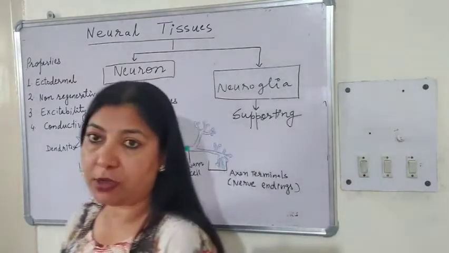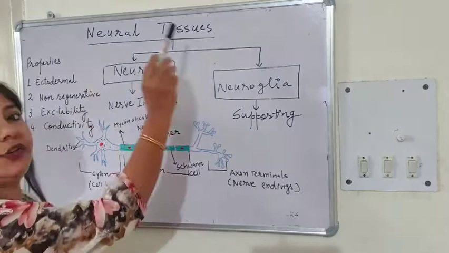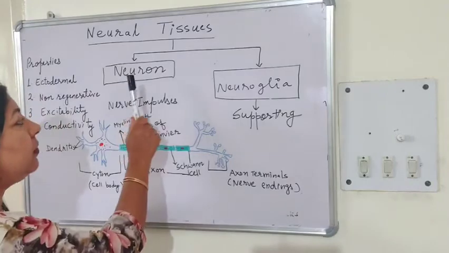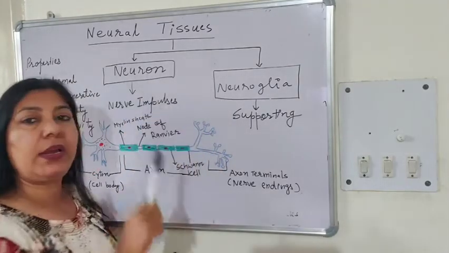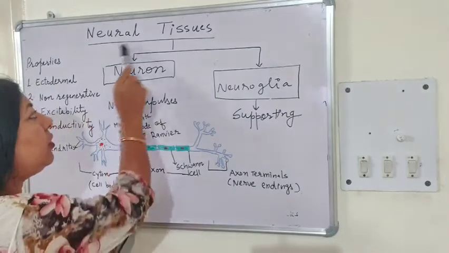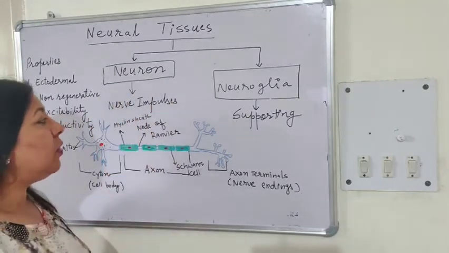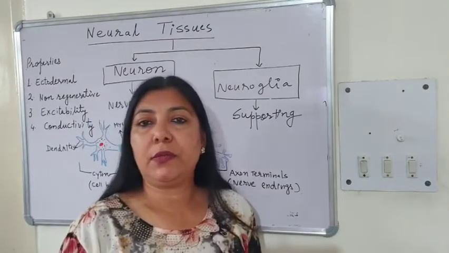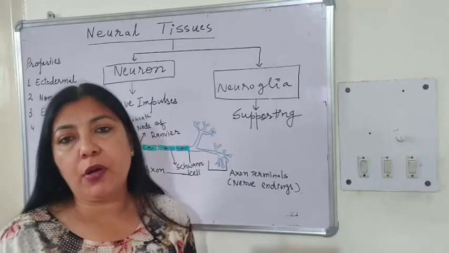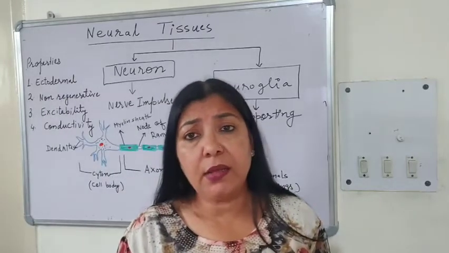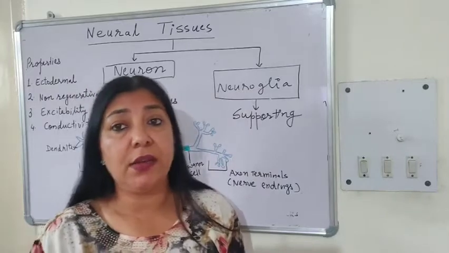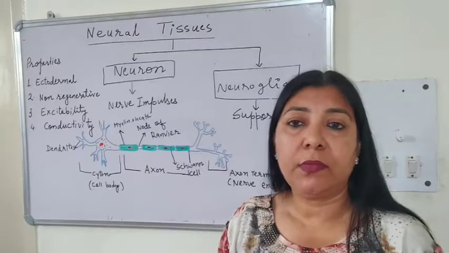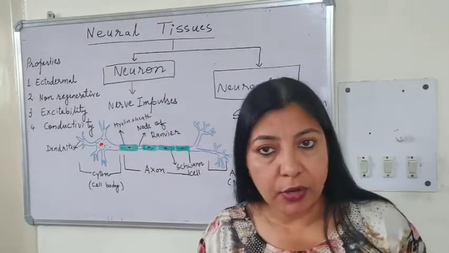Now let's move to the histology. These neural tissues can be divided into two categories: neurons and neuroglia. Neurons are those types of cells which are responsible for generating nerve impulses. They are responsible for thinking, coordinating, or controlling the muscles and glands. All the functions are controlled by neurons. We will be studying the details later on.